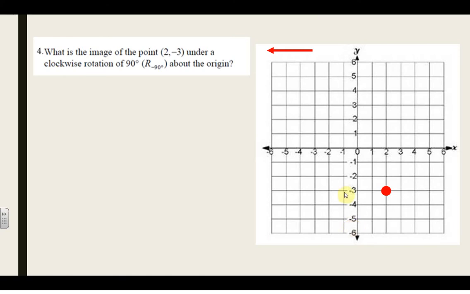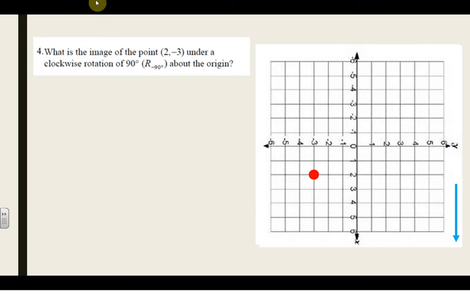So what that means is if they're telling you a rotation of -90, it means instead of going to the left, I'm going to the right. So I would turn it to the right one turn. So 2, -3 would be at -3, -2. Because again, you look at the new orientation of the graph. Rotation of -90 would also be the same as a normal rotation of 270, but you can do it whichever way makes the most sense to you.